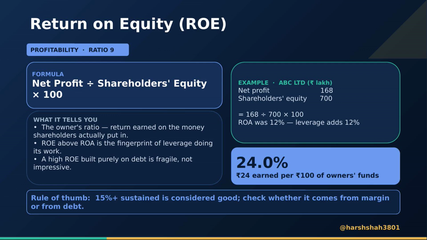Now pay close attention to this. ROA was 12%, but ROE jumped to 24%. Why the gap? That gap is the fingerprint of leverage doing its work. But here's the catch. A high ROE built purely on debt is fragile, not impressive. As a rule of thumb, 15% or higher, sustained over time, is considered good, but always ask yourself, is this coming from margin or is it coming from debt?